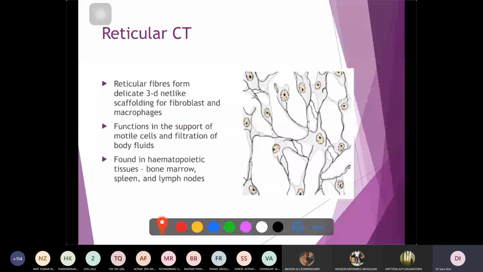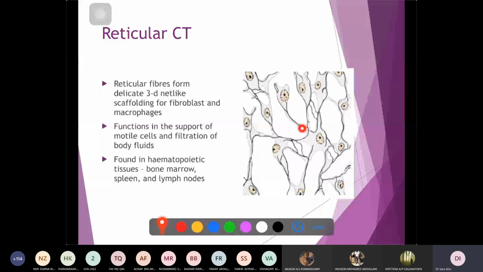So reticular connective tissue is made up of reticular fibers that form your network. It forms a scaffolding for where the macrophages and fibroblasts will be, and you find it usually in hematopoietic tissues: your bone marrow, spleen, and lymph nodes. It helps to support these cells, and it helps to filter body fluids as well. Your lymph will go through lymph nodes, and your blood will go through hematopoietic tissues, so it helps to have this mesh-like filter in the reticular connective tissue, made up of your reticular fibers.